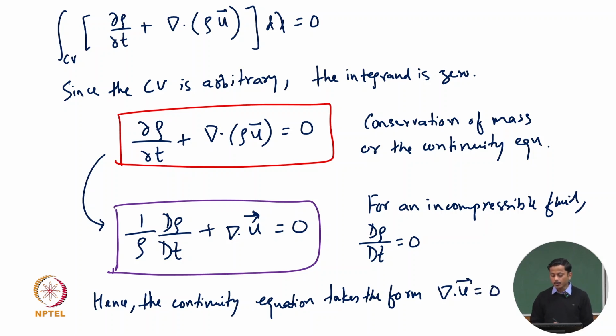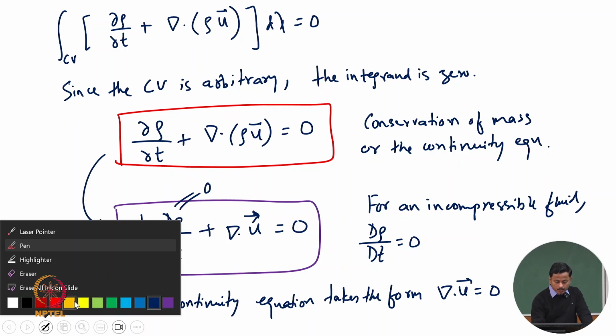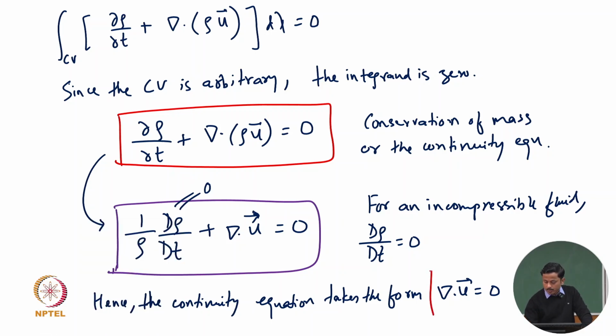the divergence of u is equal to 0, because this first term is equal to 0 in an incompressible fluid. The density following the motion of a fluid element remains constant. Hence, for an incompressible fluid, the mass conservation equation takes this form.